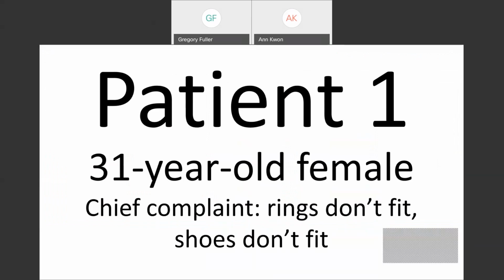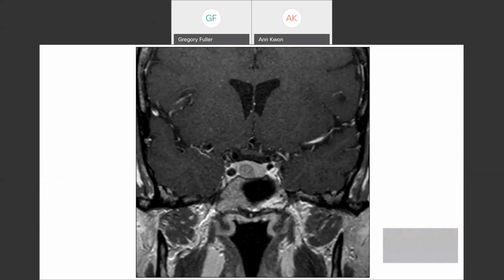All right, here we go. Patient number 1. Let's start with the cases then. That's enough of warm up. 31-year-old female, chief complaint: my rings don't fit, my shoes don't fit. Here's the pre-op imaging. Give you a second to have a look at it. And I believe, there we go. Again, I know that we have viewers who are not familiar with reading basic CT, MRI, PET studies.